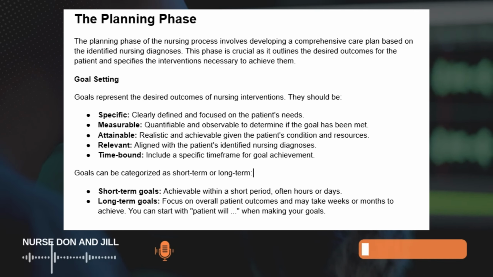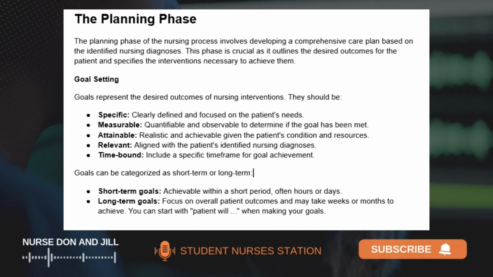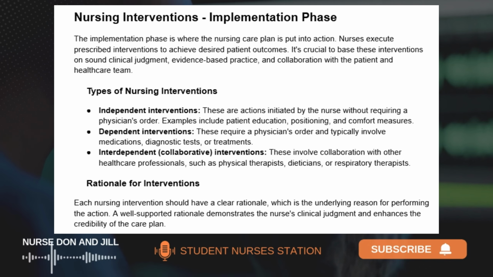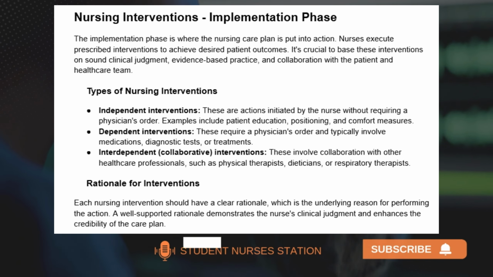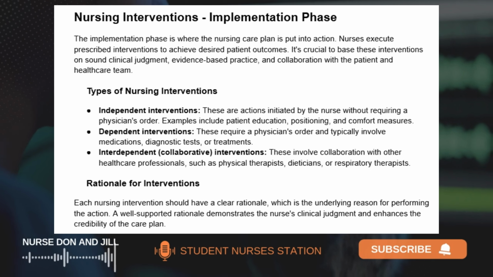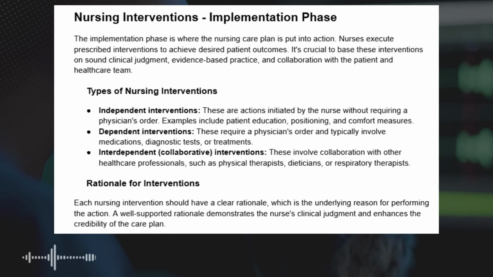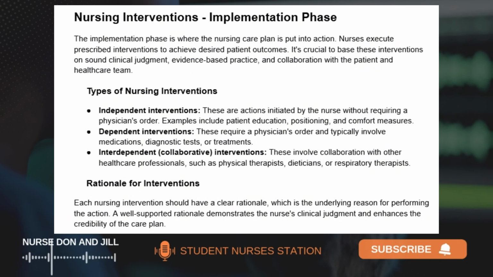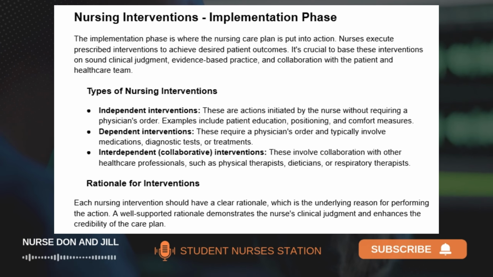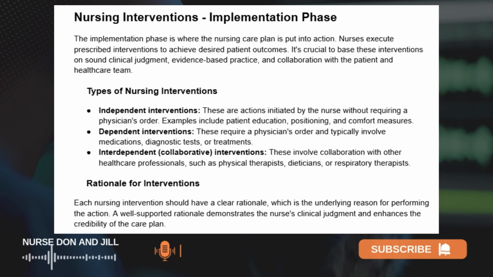Now, those goals are crucial, but they're only part of the equation. We also need to figure out the best interventions to help the patient reach those goals, and that's where our critical thinking skills really come into play. Right. We have to consider a wide range of factors like the patient's medical history, their current condition, their preferences, their support system, and the resources we have available. And we have to be flexible and adaptable because no two patients are alike, and their needs can change rapidly. Exactly. It's not a one-size-fits-all approach. We have to tailor our interventions to each individual patient.